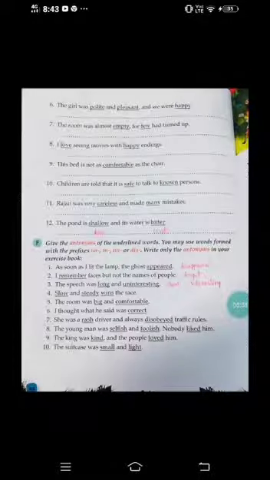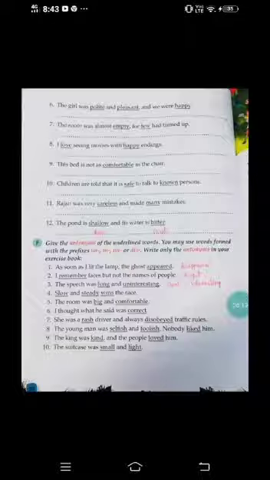Till 12. F bit. Give the antonyms of the underlined words. You may use words formed with the prefixes un, in, im or dis. We can use any of these prefixes to form an antonym, children. Write only the antonyms in your exercise book. We need to write only the antonyms of the words, not required of writing the whole sentence.